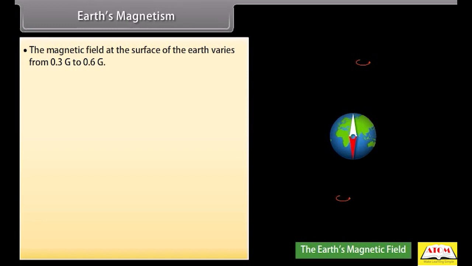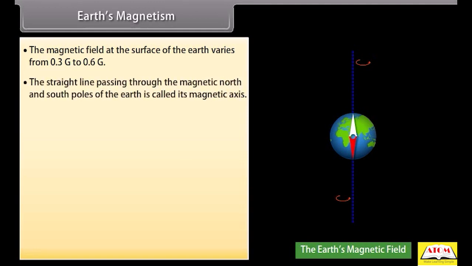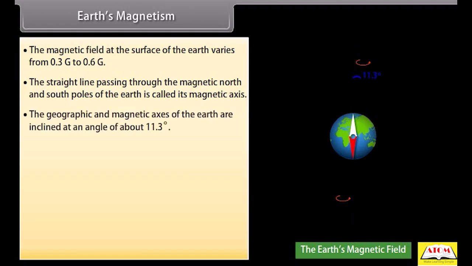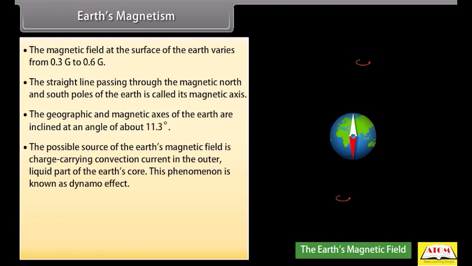Earth's magnetism. The magnetic field at the surface of the Earth varies from 0.3 G to 0.6 G. The straight line passing through the magnetic north and south poles of the Earth is called its magnetic axis. The geographic and magnetic axes of the Earth are inclined at an angle of about 11.3 degrees. The possible source of the Earth's magnetic field is charge-carrying convection current in the outer liquid part of the Earth's core. This phenomenon is known as the dynamo effect.